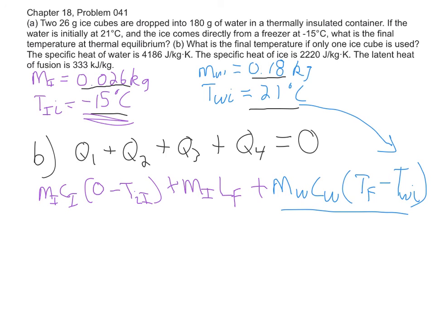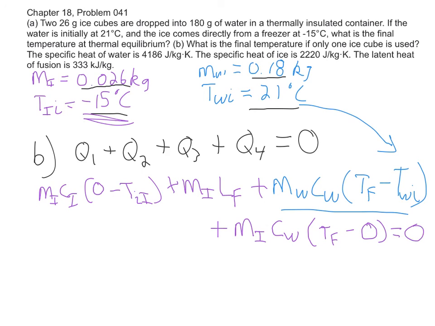Then we have plus Q4. Now I'm running out of room, so I'm going to write it underneath. Plus Q4. Now that's the water that came from the ice melting, being warmed up. So we got the mass of the ice. Now we need the specific heat of water because the ice is now in liquid form, being heated up, and it's ending up at some final temperature, which we'll call TF, and it started at 0 degrees Celsius, and that's equal to 0.